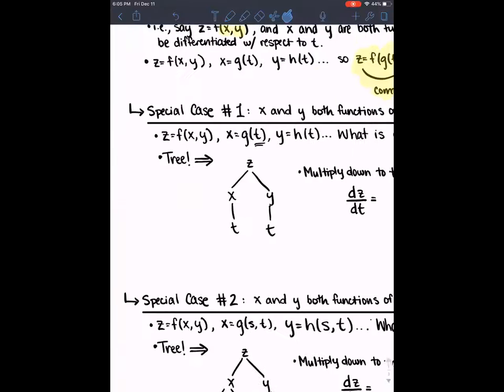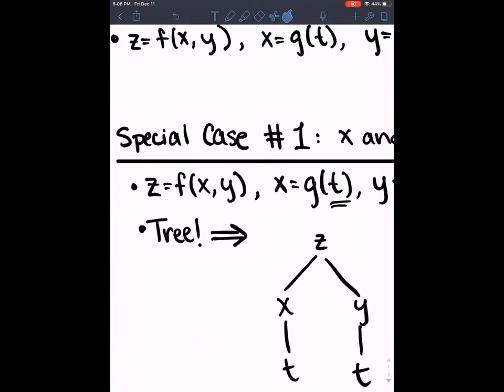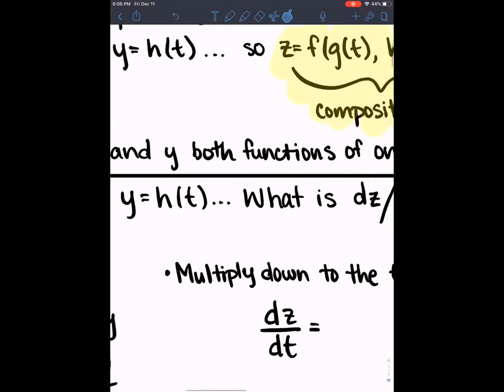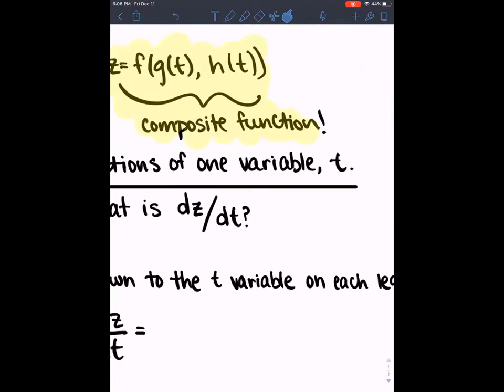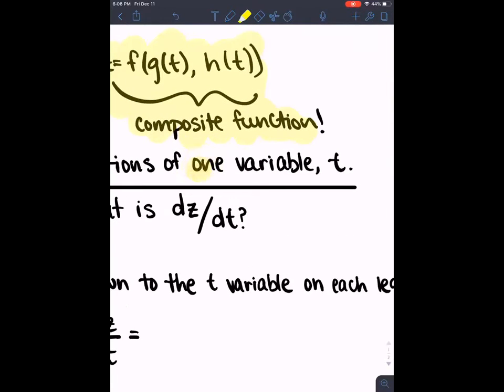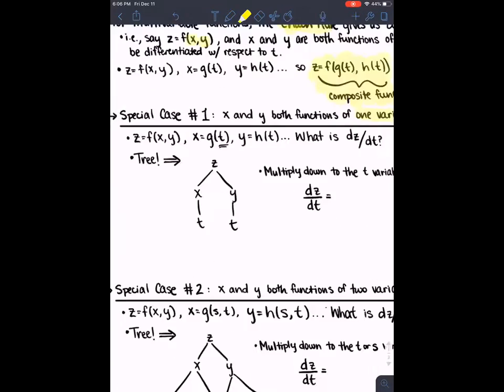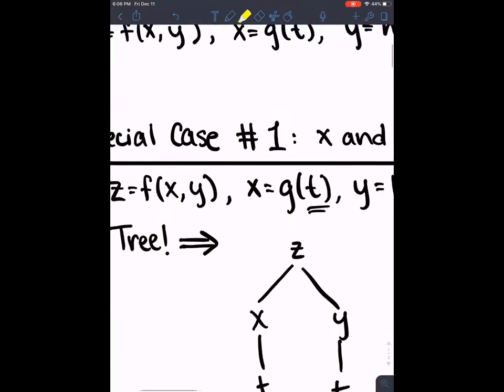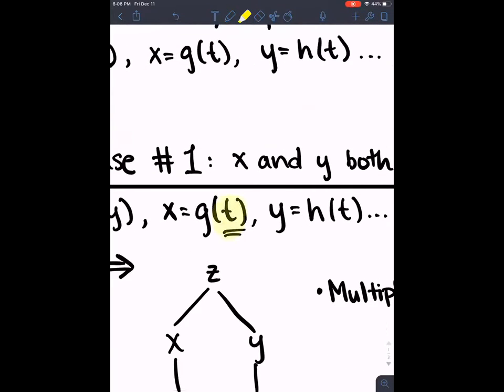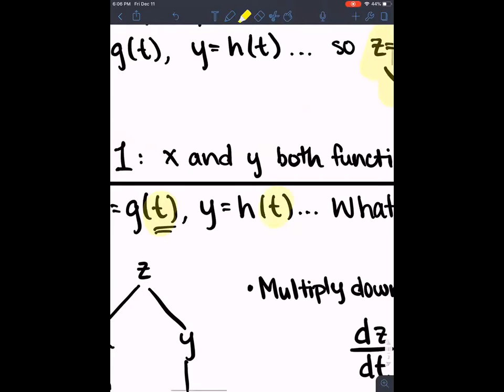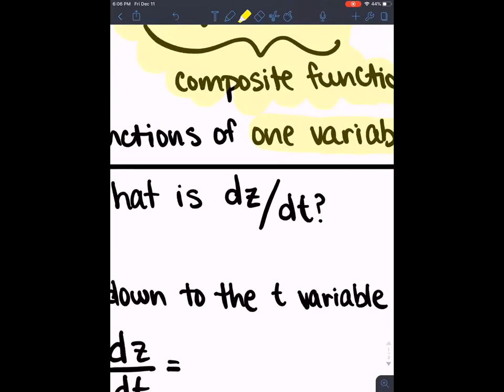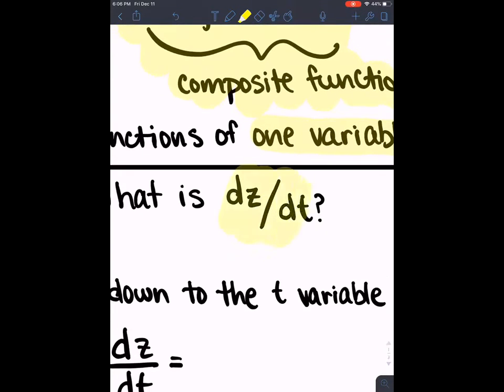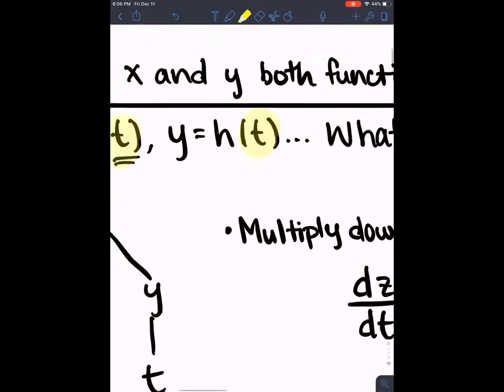So for the first case, special case number 1, we have that x and y are each functions of a single variable t. So notice that here it is a single variable t. So if you've got z is a function of x and y, x is a function of t, and y is a function of t, what we're trying to find is dz dt. In other words, we're trying to find how we can differentiate z in terms of t.